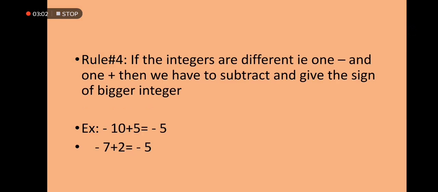Rule 4. If the integers are different, one is negative and one is positive, again we have to subtract and give the sign of the bigger integer. For example, minus 10 plus 5. Again we have two different signs, so that time you have to subtract. 10 minus 5 is 5, and the bigger integer is 10. It has a minus sign, so give the sign of minus. In example 2 I gave minus 7 plus 2. Again two different signs. So 7 minus 2 is 5 and give the bigger integer's sign, that is minus 5.